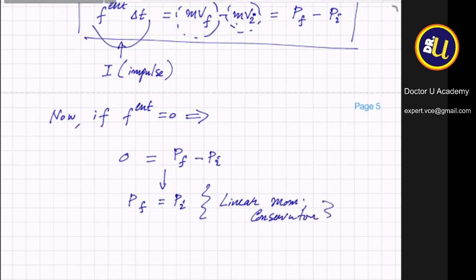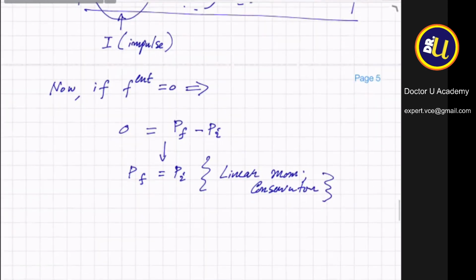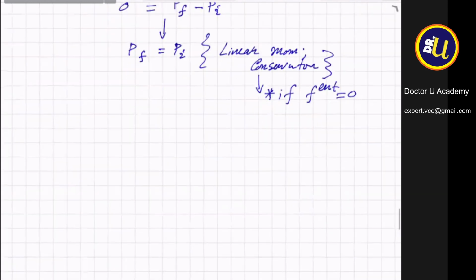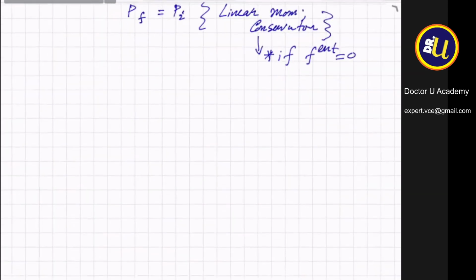Now we have to understand and remember, this is valid if F external is 0 only, or if not, net force is 0 only. In absence of an external force, linear momentum conservation holds true. So now we will discuss an example, a small example.